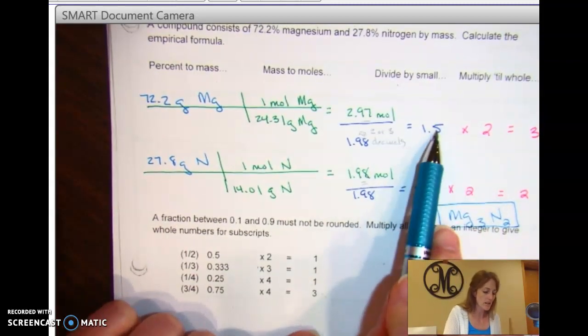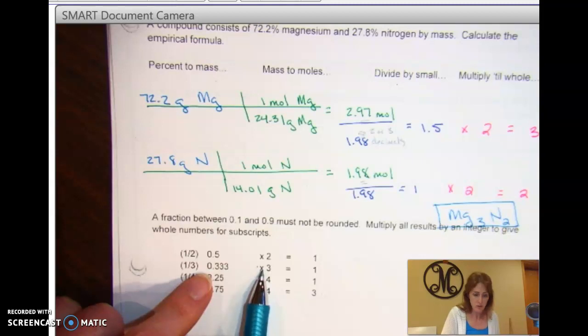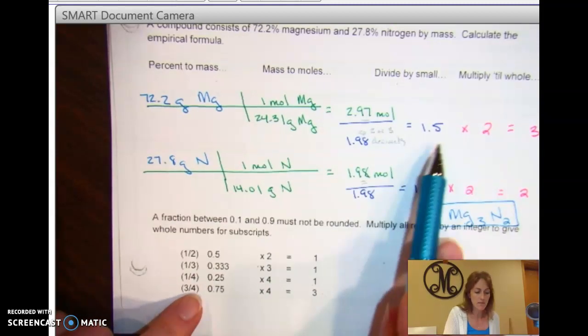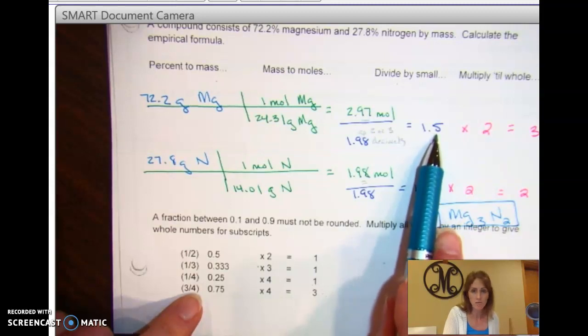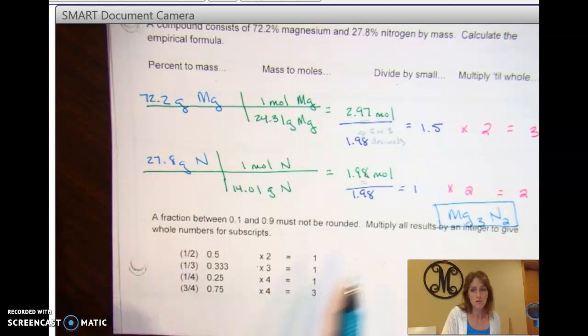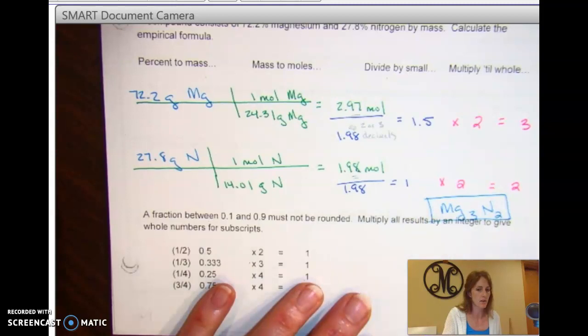Now, if one of these ended in approximately 0.33, 0.34, maybe even 0.31, you would multiply everybody by 3 to give you a whole number. If your decimal is 0.25 or 0.75, you're going to multiply by 4. Just remember, whatever you do to one, you must do to another.